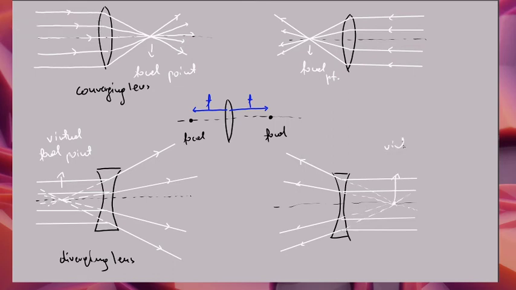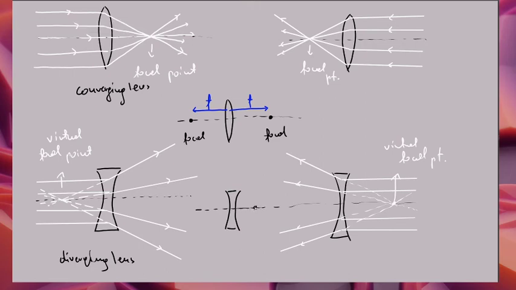It's still virtual, but it would be the focal point on the other side. So what you get out of this whole picture here is that if you have a diverging lens, let's draw it maybe in the middle. So here's a diverging lens.